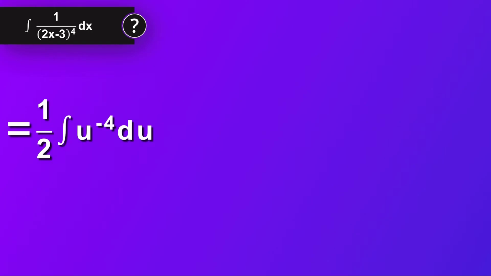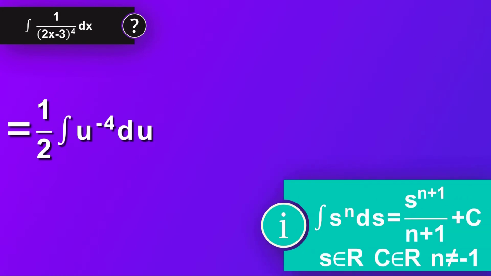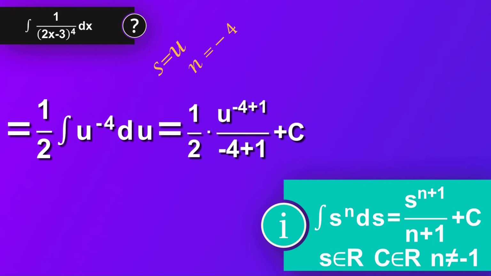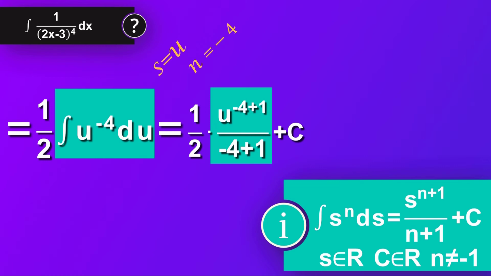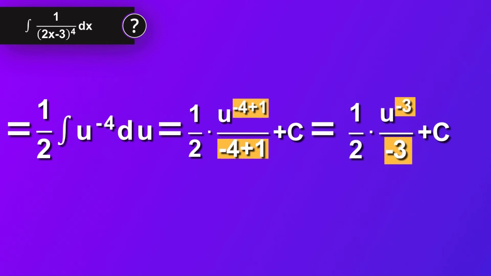Perfect! Now we can apply the formula for solving the integral of s raised to n, which is s raised to n plus 1 divided by n plus 1. We also have to add constant c to make sure that we have all our solution taken into account, as our solution makes a whole class of functions, not a single one. In our case, s is equal to u and n is minus 4. We've got a half multiplied by u raised to minus 4 plus 1 divided by minus 4 plus 1, plus constant c. So we may write it as a half multiplied by u raised to minus 3 divided by minus 3 plus constant c.